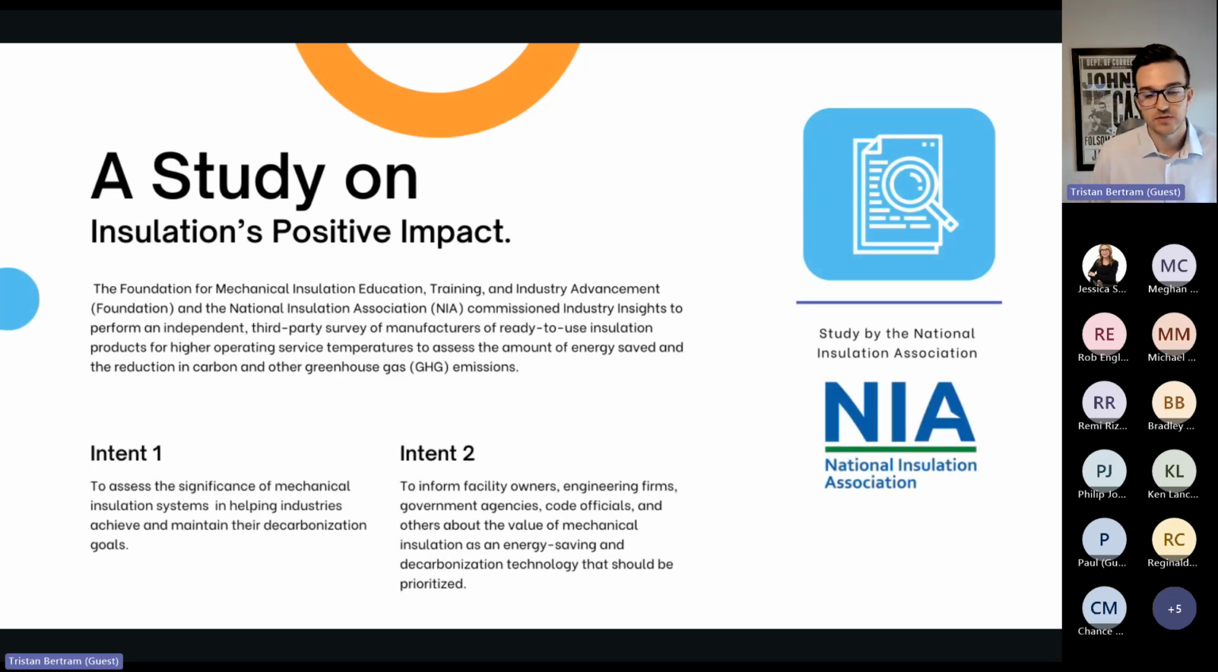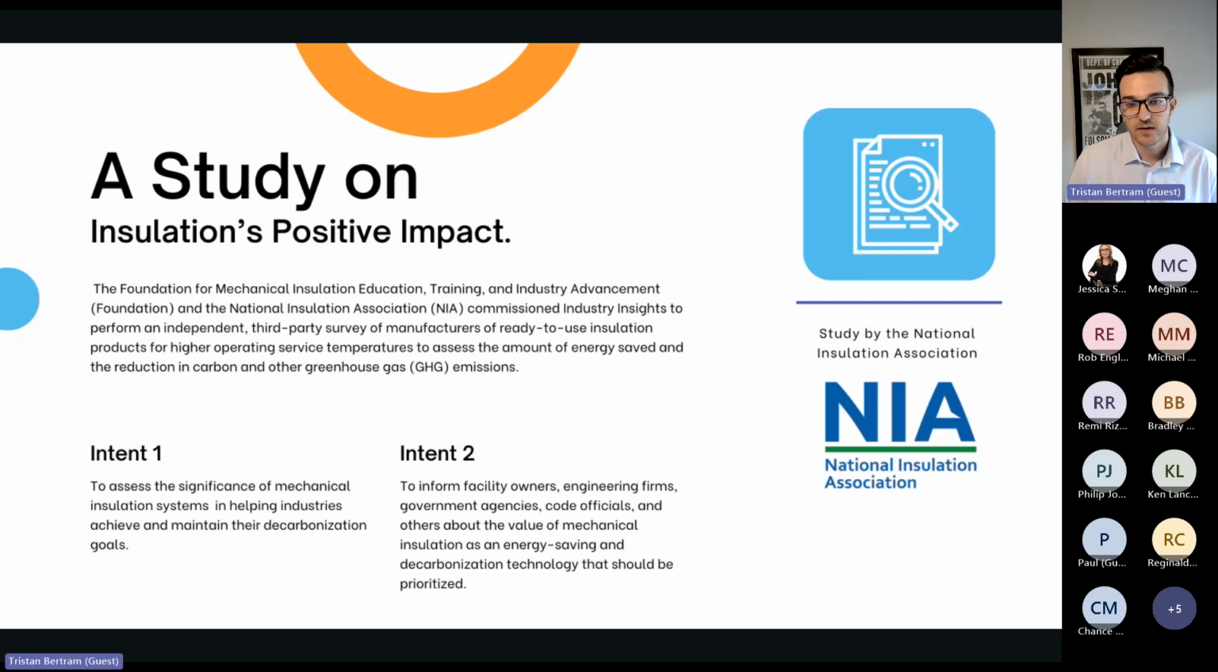TIAC and the National Insulation Association, or NIA, have a longstanding history of collaboration, partnership, and industry advancement. This study comes to us from NIA, which commissioned a third-party survey to evaluate energy savings and carbon emissions reductions from installing ready-to-use insulation products. A big thanks to NIA for sharing the study with us today.